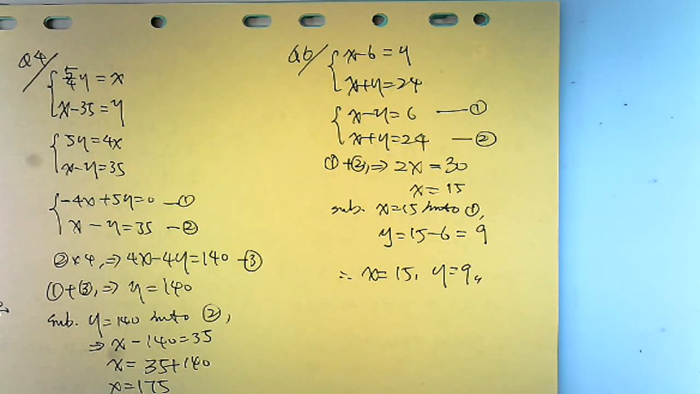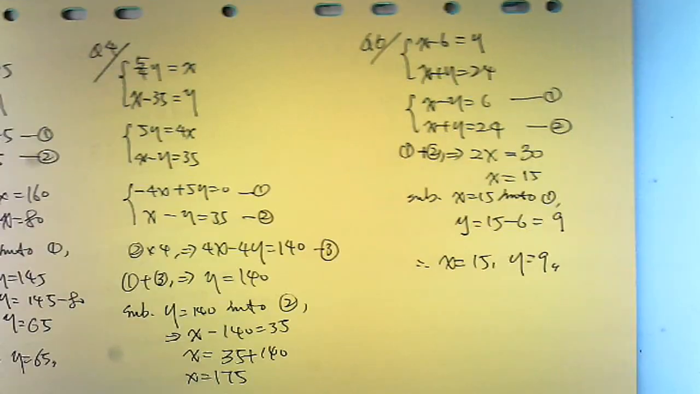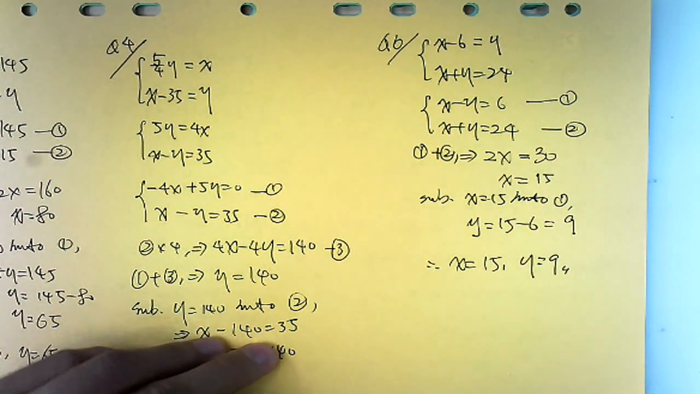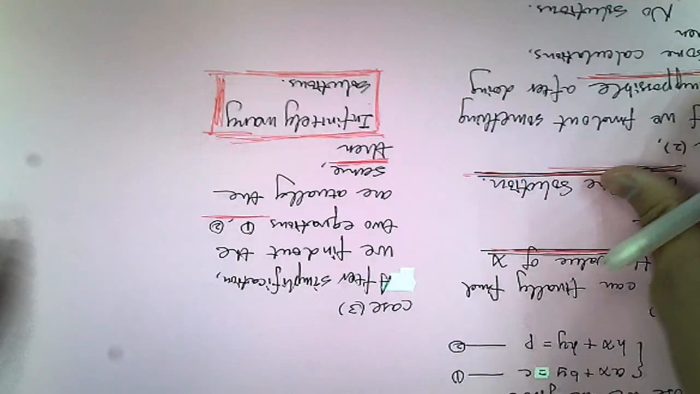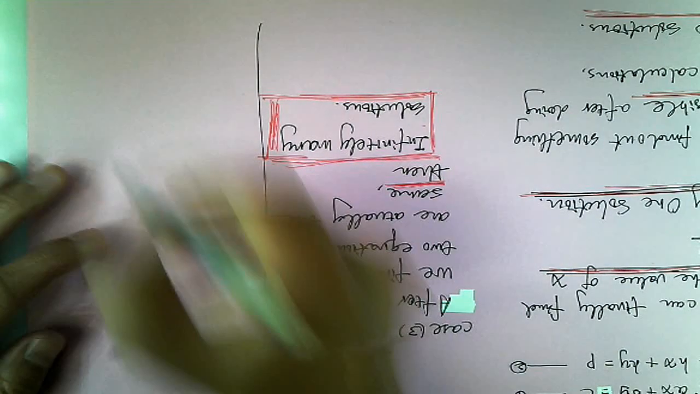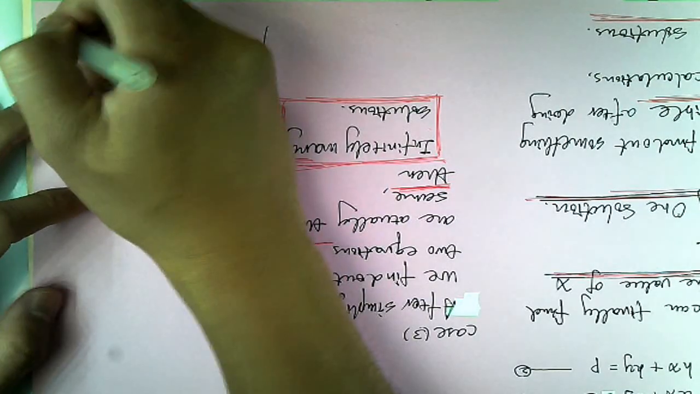Understand? So let's keep moving. Is it okay? So keep moving. Go to number 8. Number 8. Question 8.